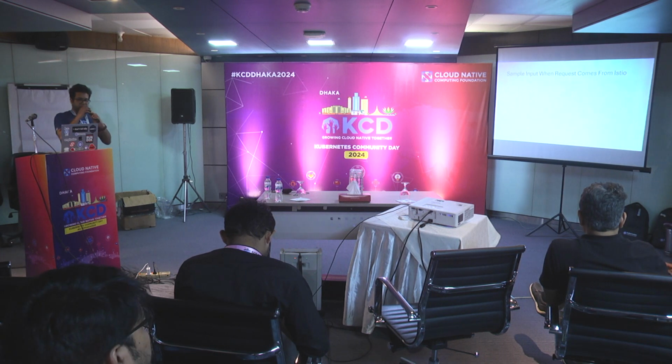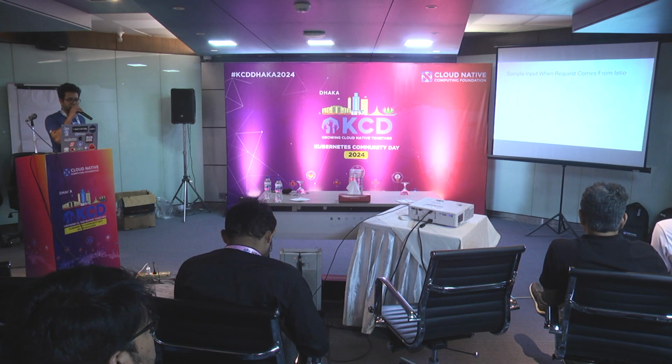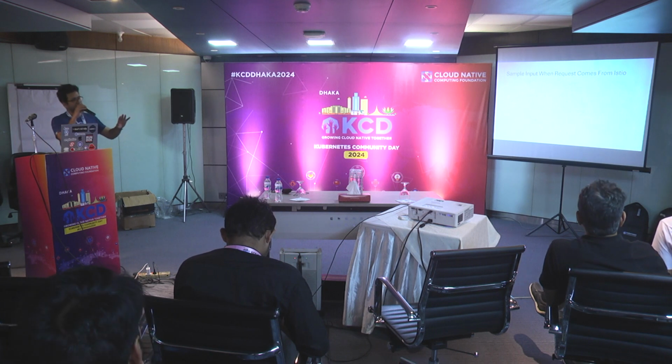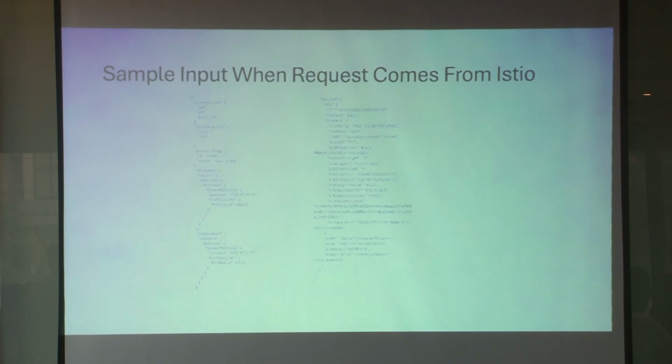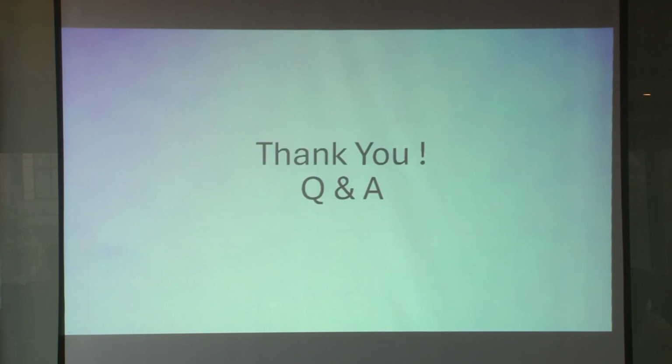So these are the sample inputs when a request comes from Istio. It's a big request. I think it's not being shown properly here. I think there's some problem with the projector, most probably. But yeah, this is my presentation. I think I have covered most of those things like authorization and authentication. So if you guys have any questions, please ask.